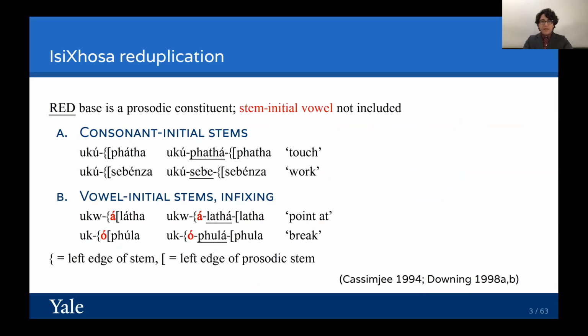For example, some of the phonological evidence that comes to bear on this is reduplication in IsiXhosa, where the reduplicant takes as its base a prosodic constituent, which I've marked with this square bracket. And the reduplicant will prefix to a consonant initial stem and take that stem as its base. But in the case of vowel initial stems, the reduplicant will infix right past that initial vowel, simply ignoring it. So this is evidence that the initial vowel of the stem, which is marked here in red, is underparsed and not included in the prosodic constituent that the reduplicant takes as the base.